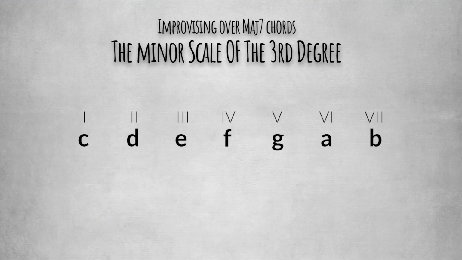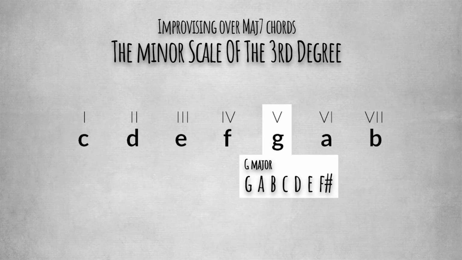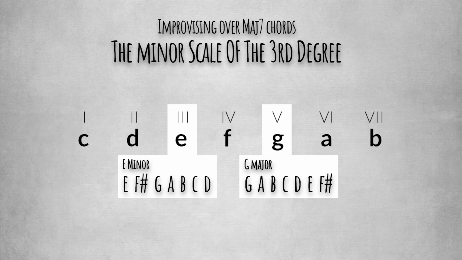Now I don't want to confuse you of course, but I should mention that the major scale of the 5th degree is the relative major scale of the minor scale of the 3rd degree, and it contains exactly the same notes, and therefore both will work very well. So over a C major 7 chord, you could either play an E minor scale or a G major scale to achieve the same effect.